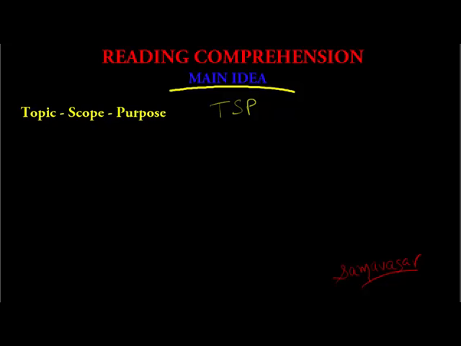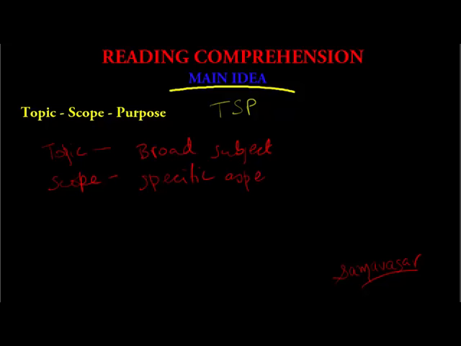So in this, what we do is whenever we are given a passage, we first think of what the topic is. A topic means the broad subject that the passage deals with. Then we come to the scope. See, the broad subject needs to be narrowed down somewhat. So that is the specific aspect of the topic that the author is dealing with.